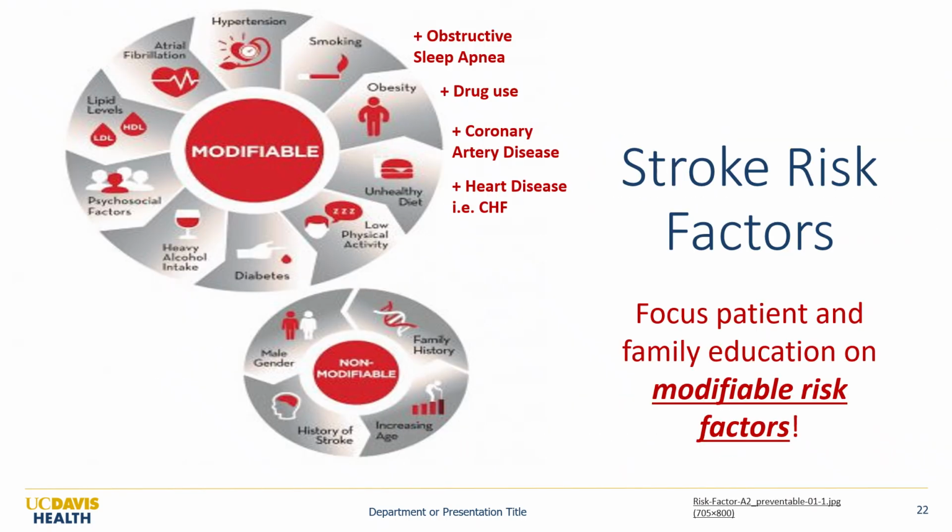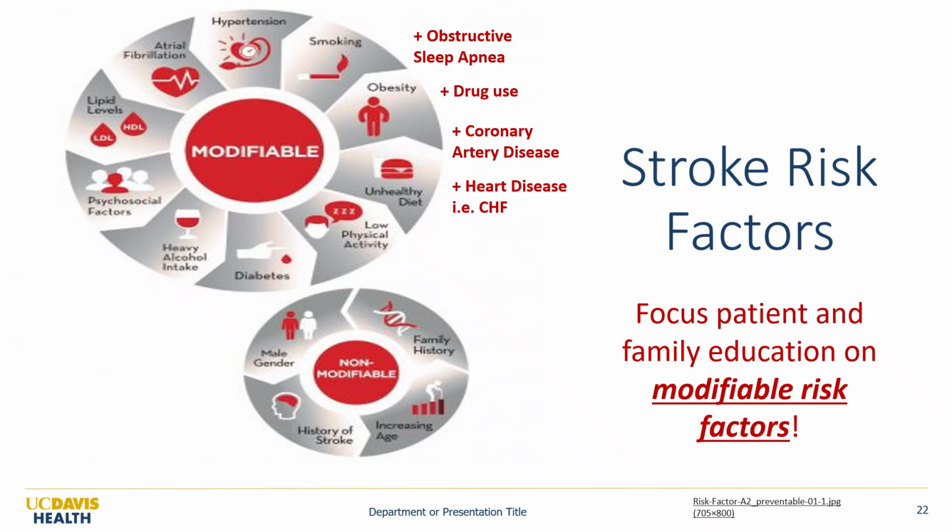So let's talk about the last and probably most important education component for these patients, and that's modifiable risk factors. These are so important in helping patients and families understand how to prevent a stroke for them in the future. There are many things that people can do to help lower their chances of having a stroke in the future. Some of the modifiable risk factors, and you can see more listed here, include hypertension, atrial fibrillation, smoking, obesity, diet and exercise, diabetes, heavy alcohol use, high cholesterol, obstructive sleep apnea, drug use, coronary artery disease, and other heart disease.